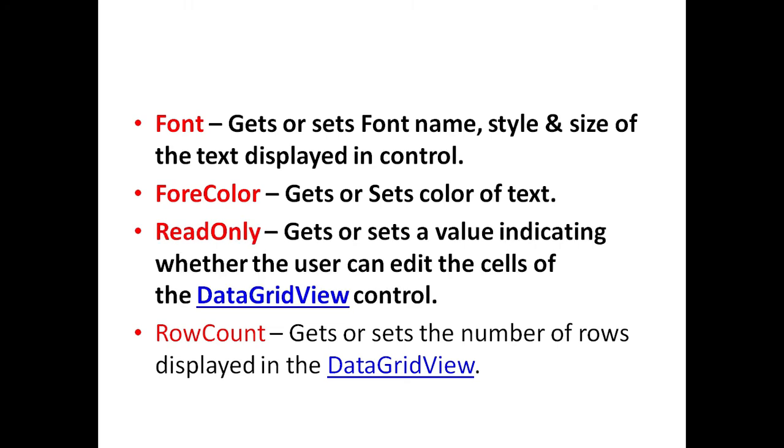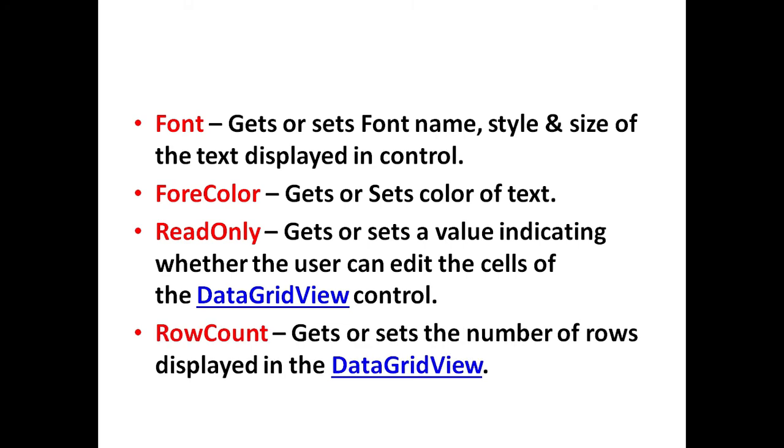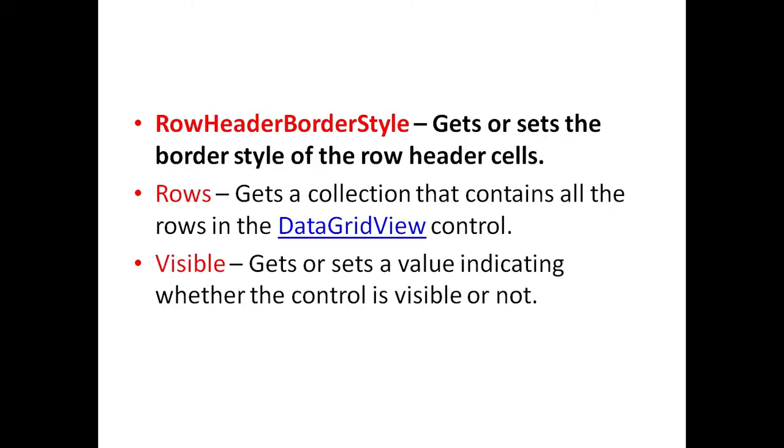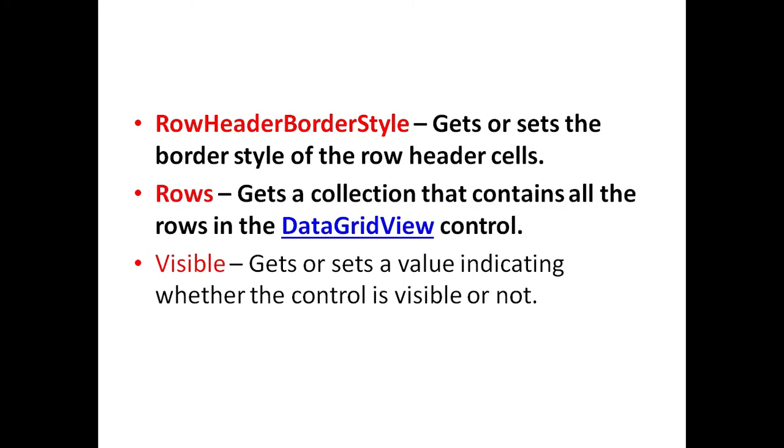ReadOnly property is used to get or set a value indicating whether the user can edit the cells of the DataGridView control. RowCount property is used to get or set the number of rows displayed in the DataGridView. RowHeaderBorderStyle property is used to get or set the border style of the row header cell. Rows property is used to get a collection that contains all the rows in the DataGridView control.